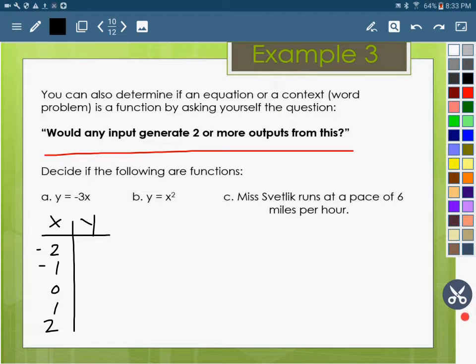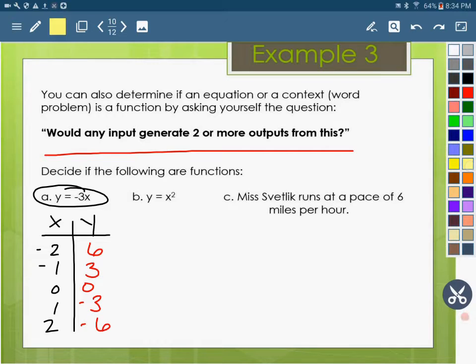Let's make a table. Well, this equation is saying you obtain the y's by taking the x's and multiplying them by -3. So -2 times -3 is +6. -1 times -3 is +3. 0 times -3 is 0. -3 times 1 is -3. And -3 times 2 is -6.